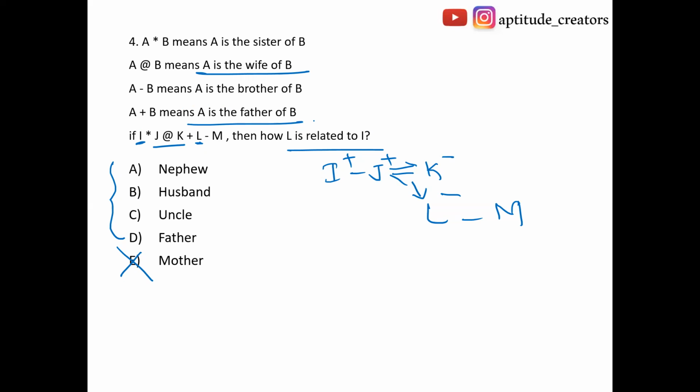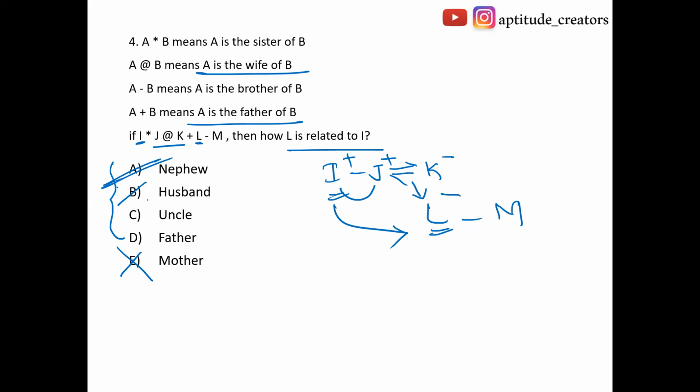Correct. Now, what is the question? L is related to I. How L is related to I? These two persons are sisters. Correct. Now, how L is related to I? Sister's son, we can say nephew. Answer is option A, nephew.